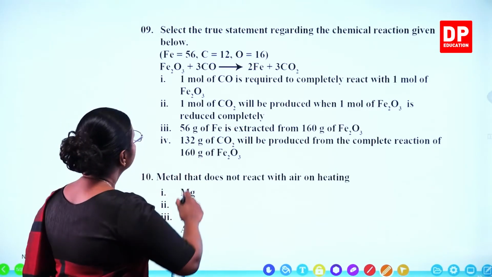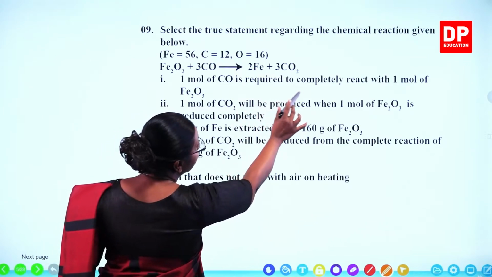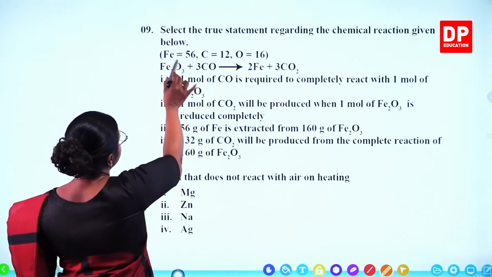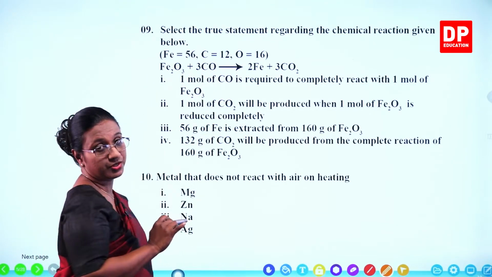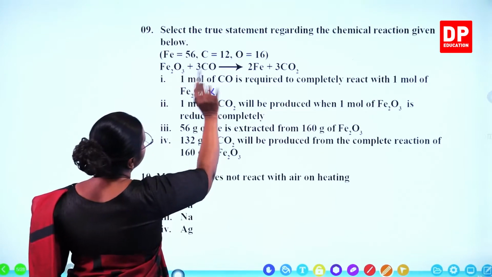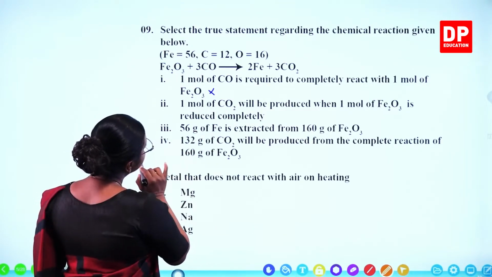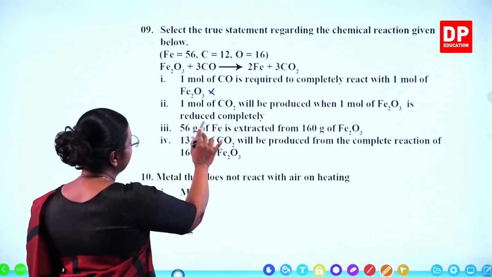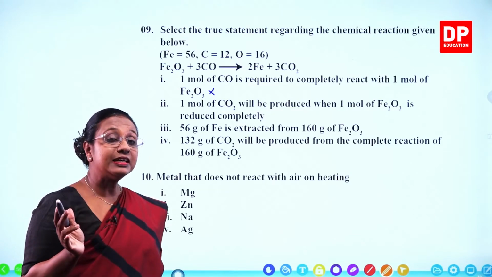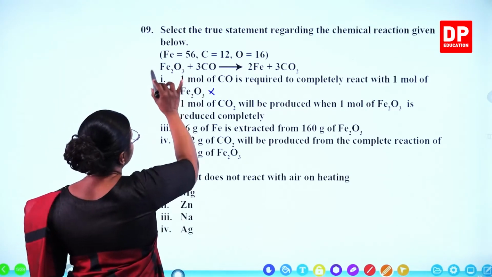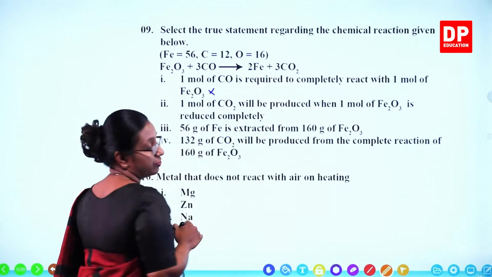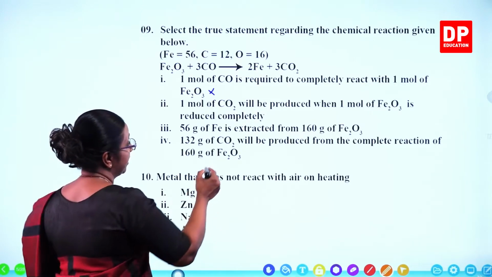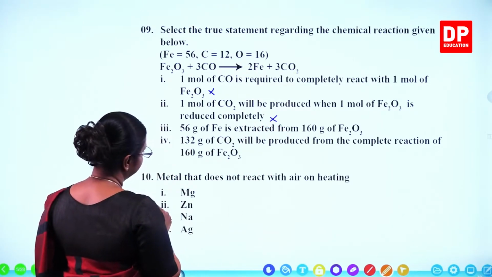So 1 mole of CO is required to completely react with 1 mole of Fe2O3. That is wrong. Why? This is 1 mole, this is 3 moles. So that's wrong, not the true statement. Second one, 1 mole of CO2 will be produced when 1 mole of Fe2O3 is reduced completely. Is that correct? No. Why? Here you can see this is 1 mole, 3 moles of CO2 is released. So 1 mole of hematite will give rise to 3 moles of carbon dioxide. So this is also incorrect.